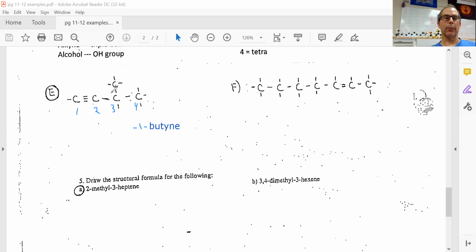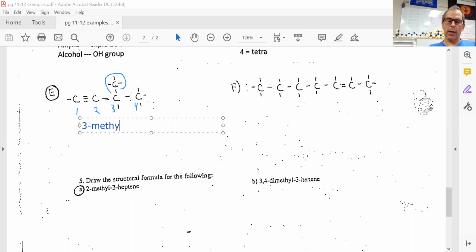Now I've got to look for branches, and I think there is only one. It looks like a methyl branch, and it is on carbon number 3. So I could write that in here. See if that'll fit. Right here, we'll try that. We're going to call it a 3-methyl, dash. See how that looks. A little extra dash, 3-methyl-1-butyne.